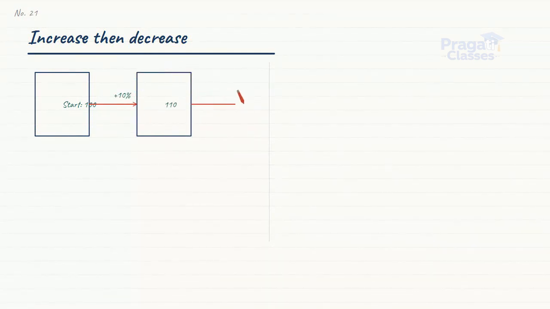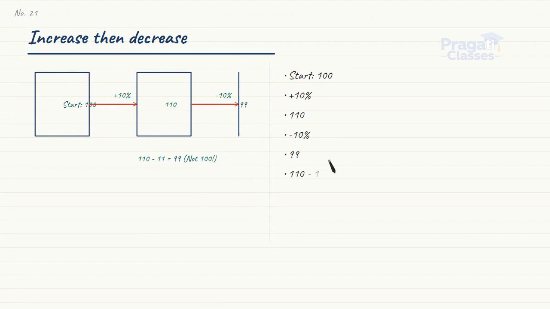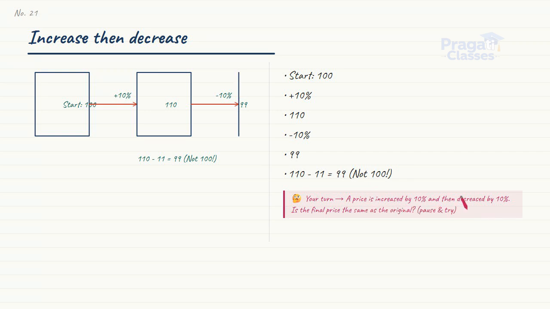Building on that idea of successive changes, here's a classic trap: increasing then decreasing by the same percentage. Let me put this in front of you. Start again at 100. Go up 10% to 110. Now drop that 110 by 10%. 10% of 110 is 11, so 110 minus 11 gives you 99. Not 100. The decrease took away a bigger chunk because the base was larger.